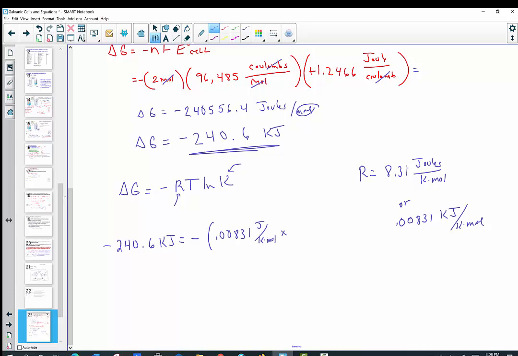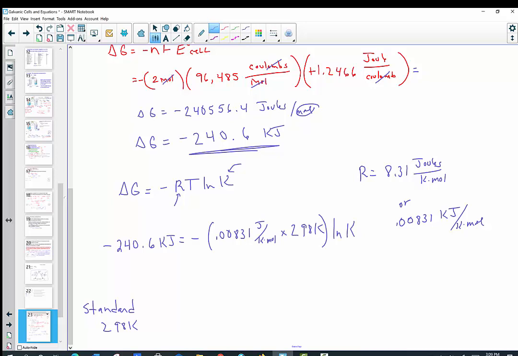How about the temperature? It never specifically said, but it kind of really did, because we're at standard states. And standard states say 298 or 25 Celsius, but we need it to be Kelvin. 298 Kelvin will always be used for the temperature in this equation. ln K.